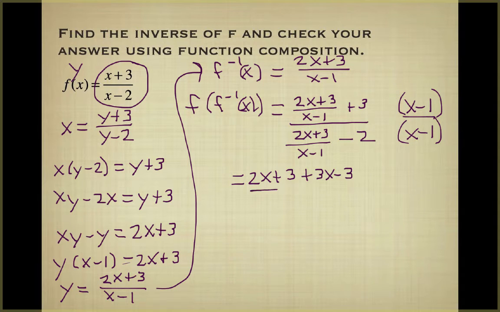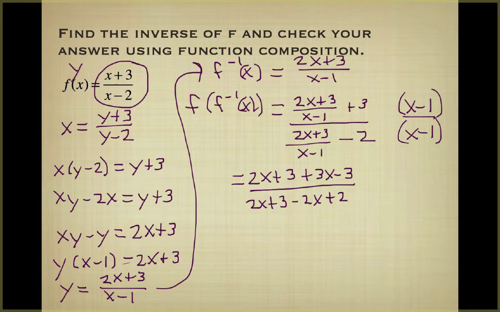Now I'll do the same thing to the denominator. x minus 1 times our first term, 2x plus 3 over x minus 1. The x minus 1s cancel. I get 2x plus 3. Take negative 2 times x minus 1, we get negative 2x. And we have negative 2 times negative 1 is positive 2.